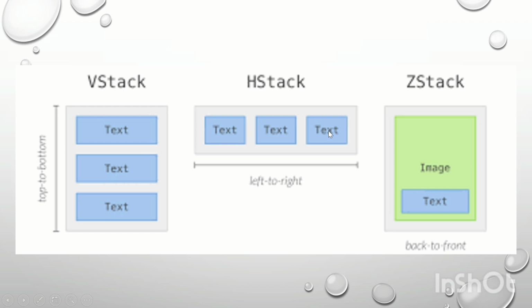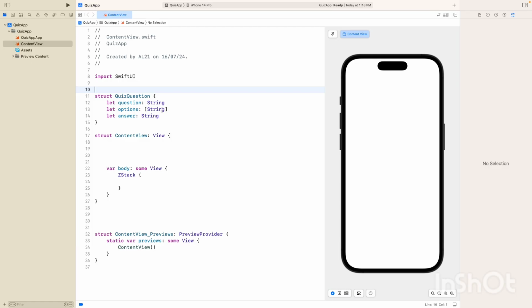Now let's create an Xcode project. Open Xcode and click on create project. Then go on iOS, select app, go to next, and now we will see the coding part.